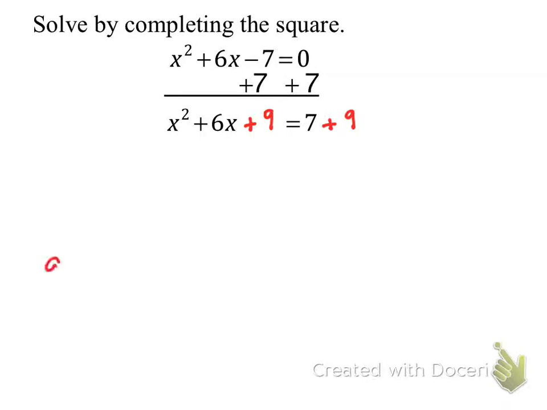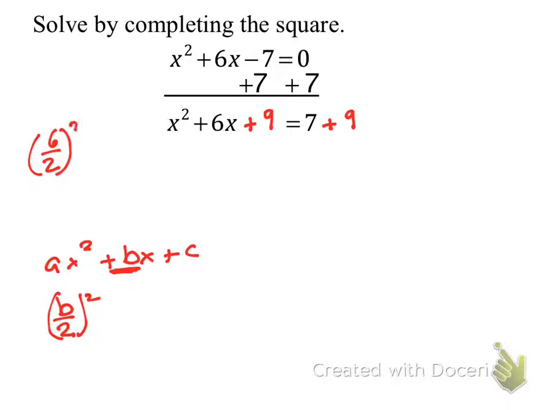Right. So in ax squared plus bx plus c, we're taking that middle term, the coefficient of x, and dividing it by 2. And then we square it, right? So when I divide 6 by 2 and then square it, what does that equal? 9. And that's what I place here and here. You guys with me?